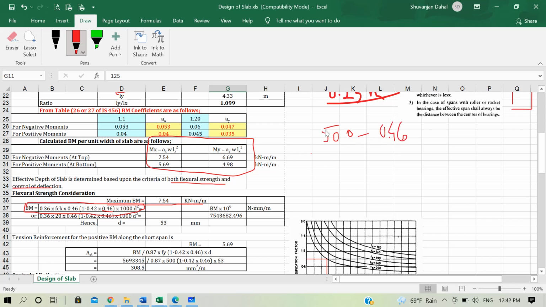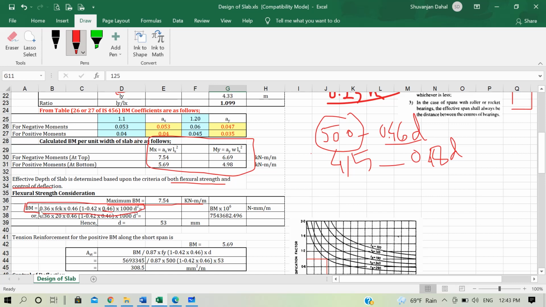If you remember your course on RCC design, we saw that the depth of our balanced section will be 0.46D in case of 500 grade steel, and if we have used 415 grade steel, then this becomes 0.48D. So this formula changes according to the grade of steel that we have used. fck is 20, 0.42 is a value in the formula itself, and 0.46 comes from the grade of steel used.